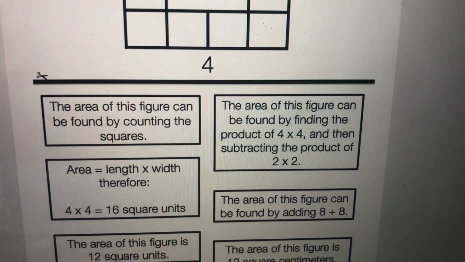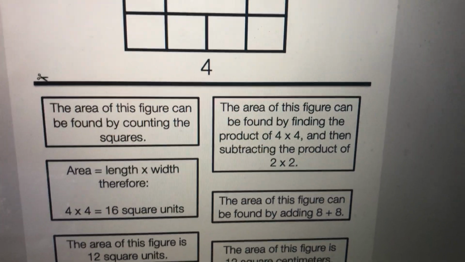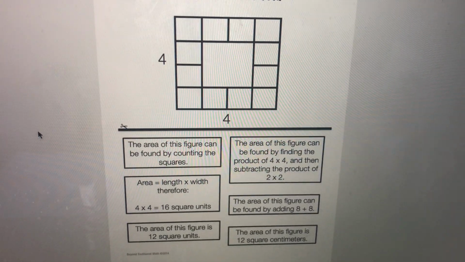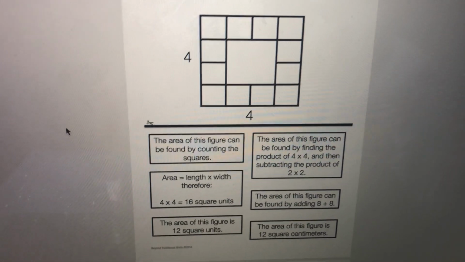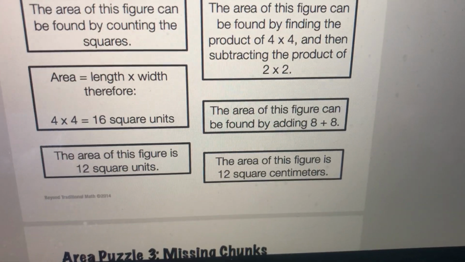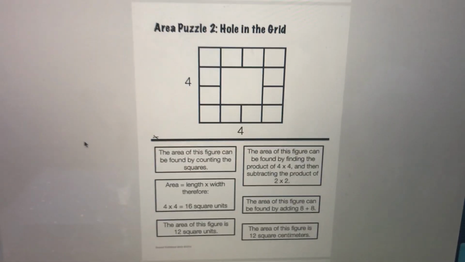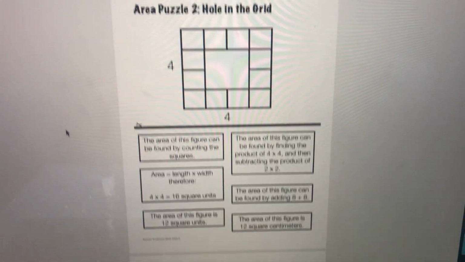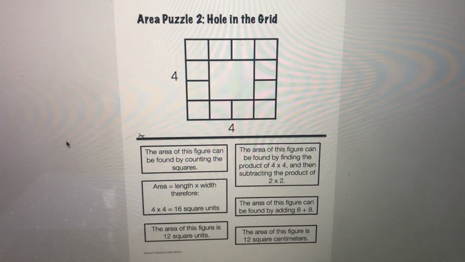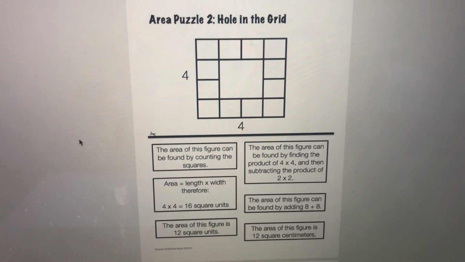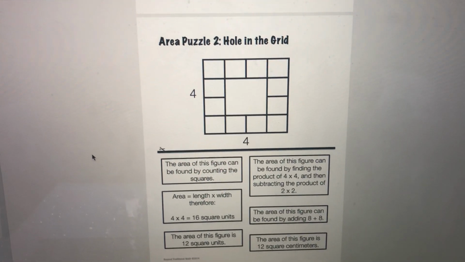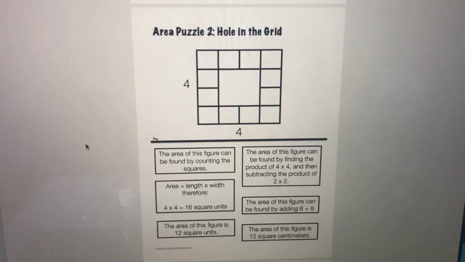The area of this figure can be found by finding 4 times 4 and then subtracting the product of 2 times 2. Is that true or false? The area of this figure can be found by adding 8 plus 8. The area of this figure is 12 square centimeters. Again, that's looking to see if this is labeled and we can count up the area. So you're going to figure out which of these statements is true and which is false. If you need some more quiet in your head for thinking, you may pause the video here.